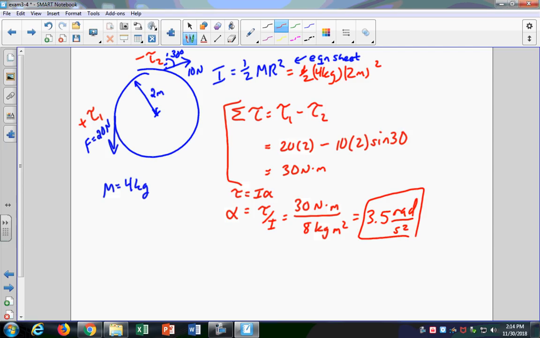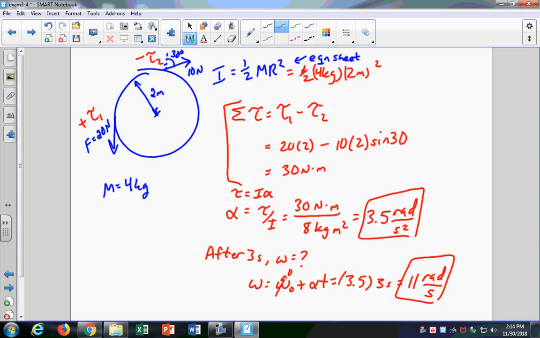And then further I could say, let's say after 3 seconds, what is the angular velocity? And we've worked problems like that. So after 3 seconds, what is omega equal to? I would say omega equals omega naught plus alpha t. Omega naught we would say is 0, since it's initially at rest. Alpha is 3.5. T would be 3 seconds. And so that's 9, 10 and a half, 11 radians per second.